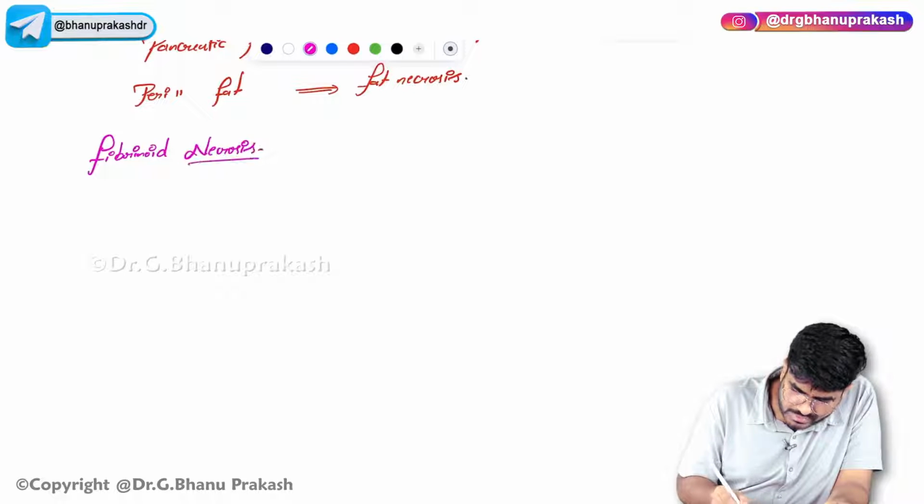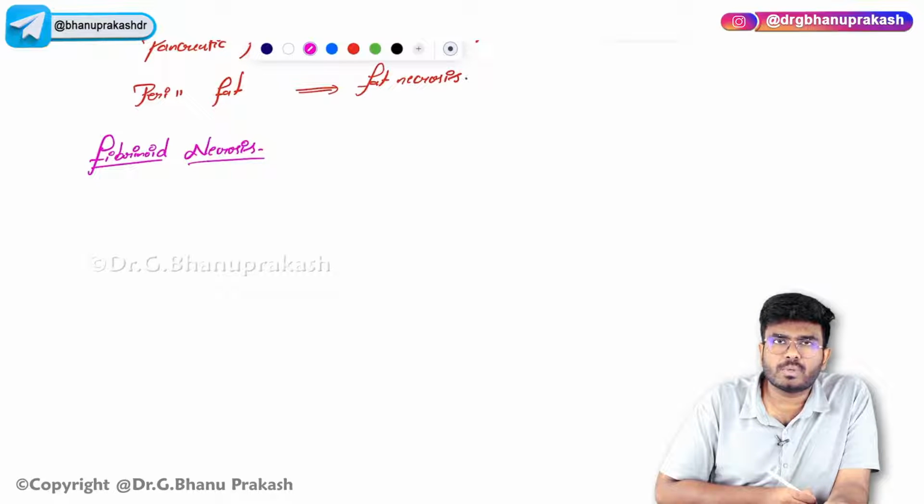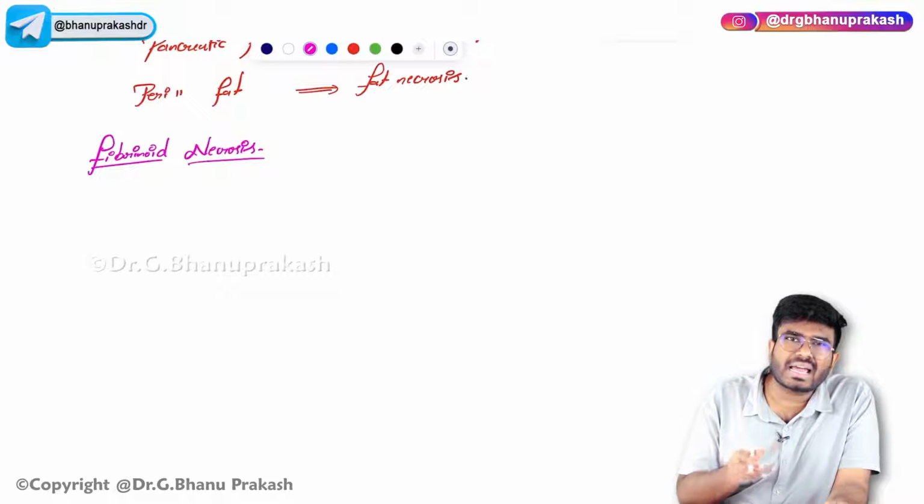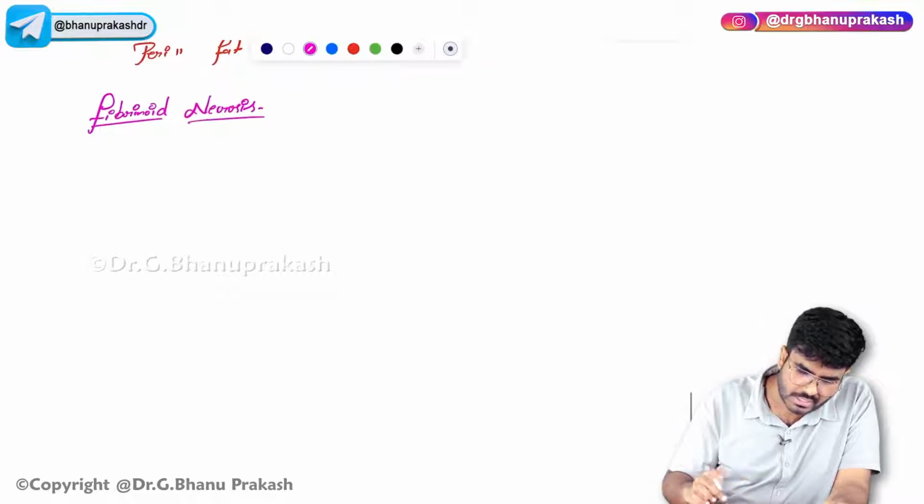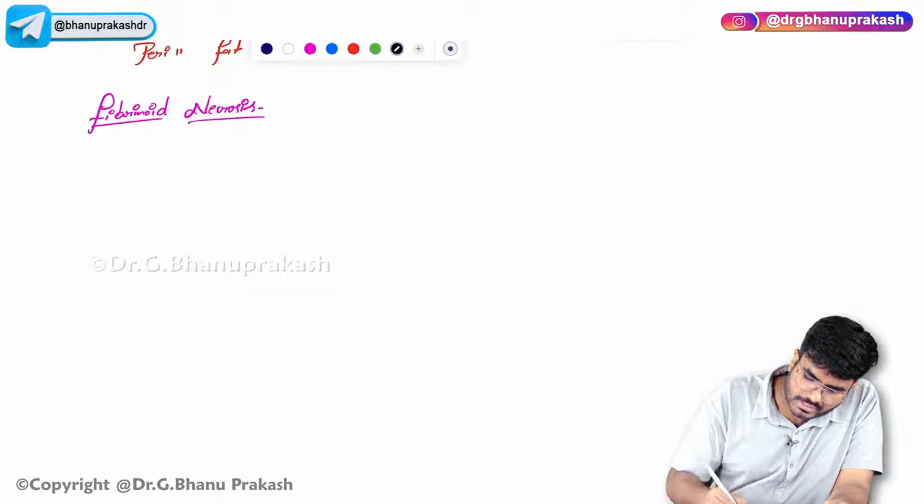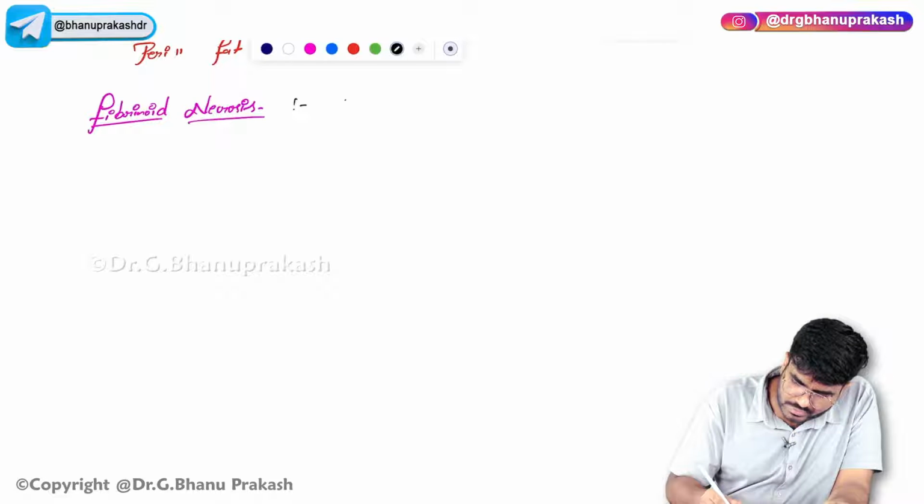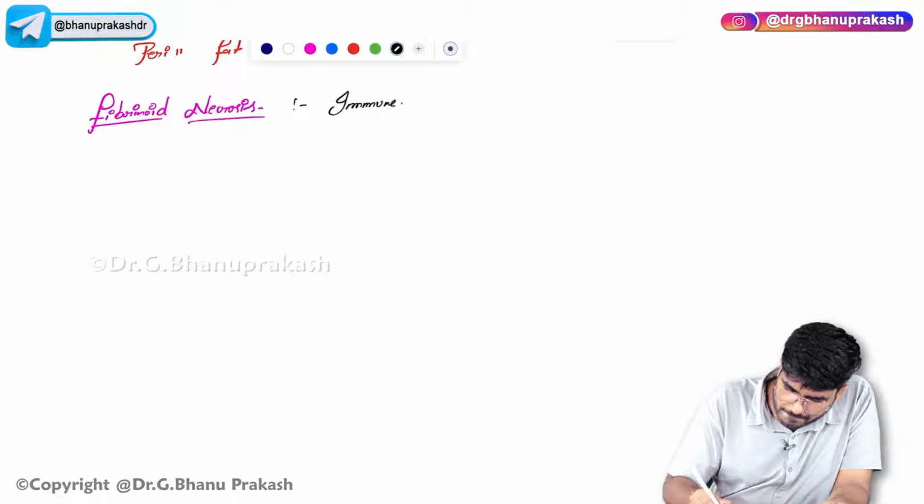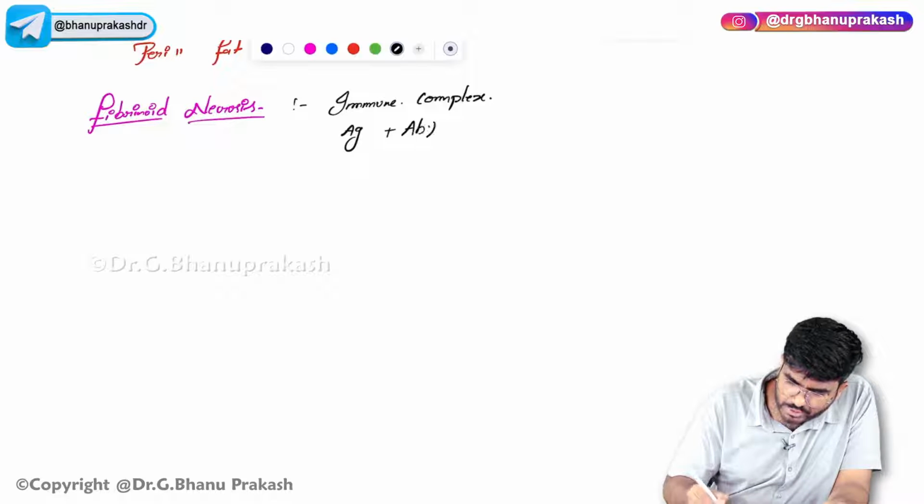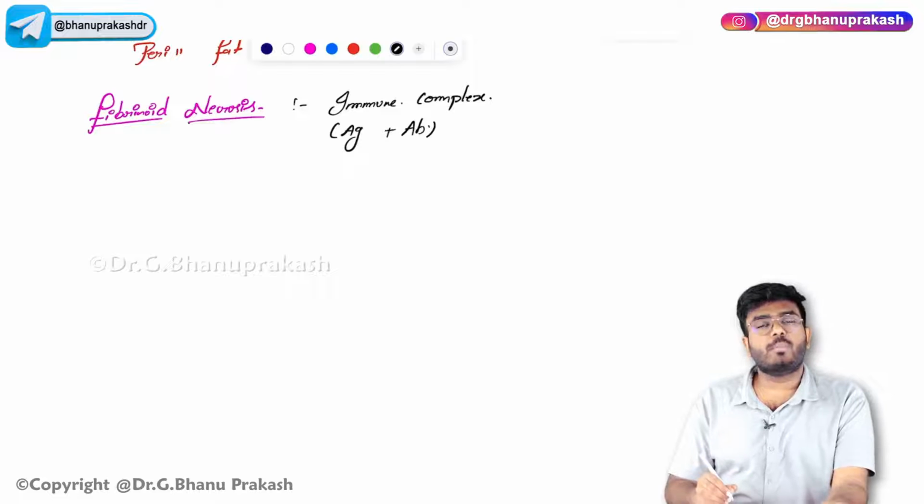So, fibrinoid means fibrin-like pink color deposition. In the area of necrosis, pink color, hyaline-like material is going to be deposited. Usually, this fibrinoid necrosis is due to immune complexes. This pink color material is nothing but the immune complexes. So, where are these immune complexes getting deposited? Immune complex means antigen plus antibody complexes. Where are these antigen-antibody complexes getting deposited?